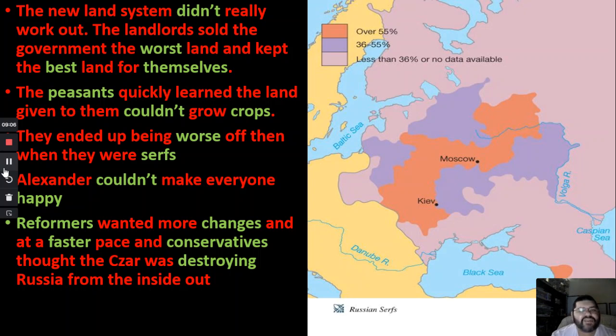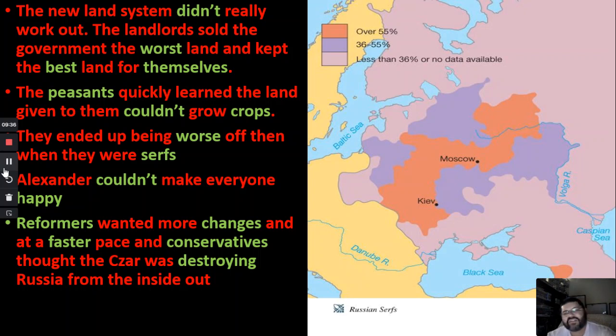So Alexander realizes he can't make everyone happy. He has one side of his country, the reformer people, who want change and say, hey, we need more changes. What you're doing, okay, fine, but do more. And you need to do it faster. Like you need to get it done yesterday, type of stuff. So these guys were impatient and they wanted more now. Actually not now, like 10 minutes ago.